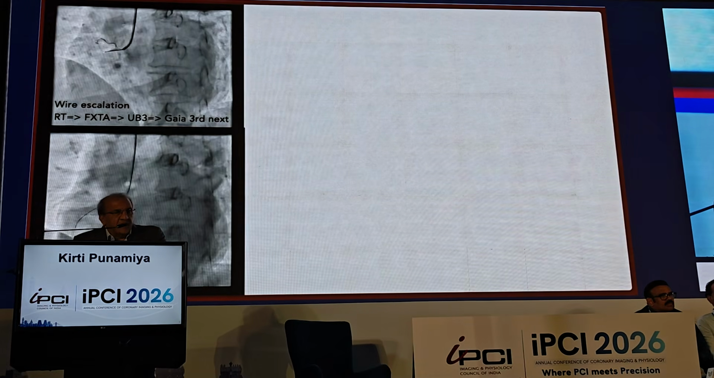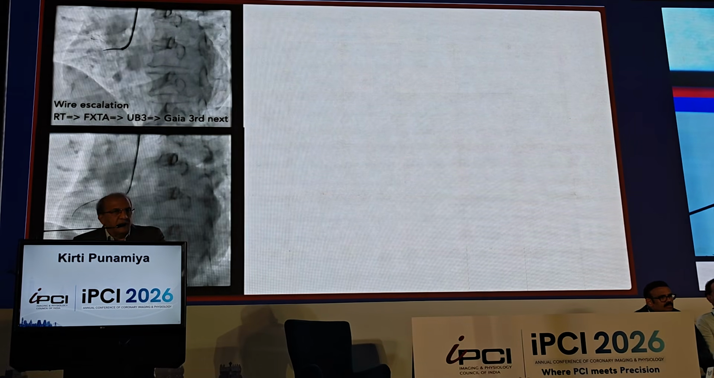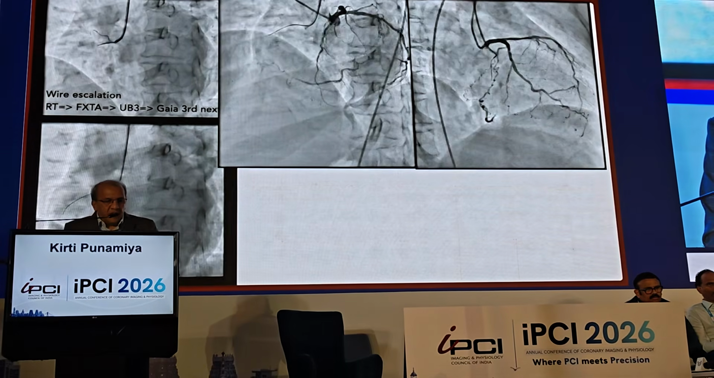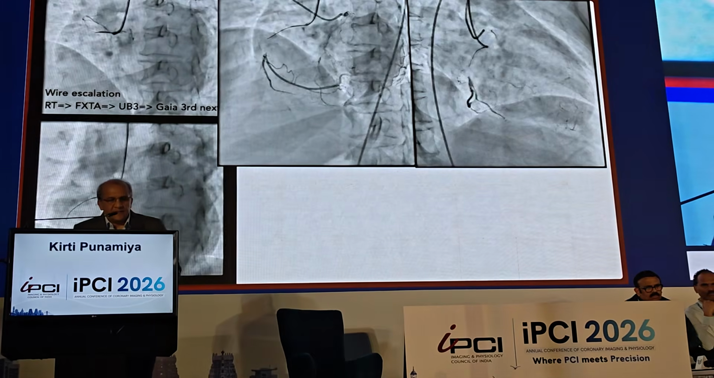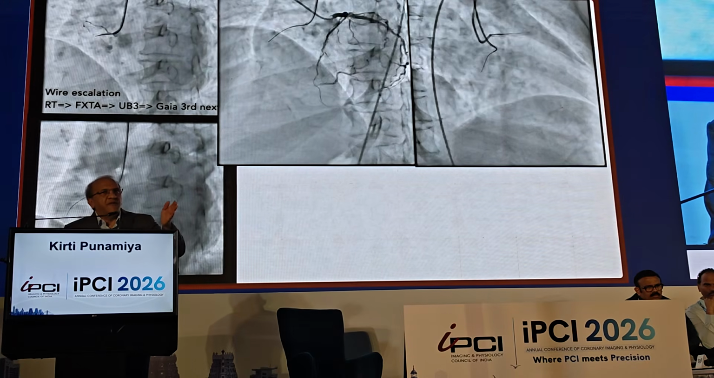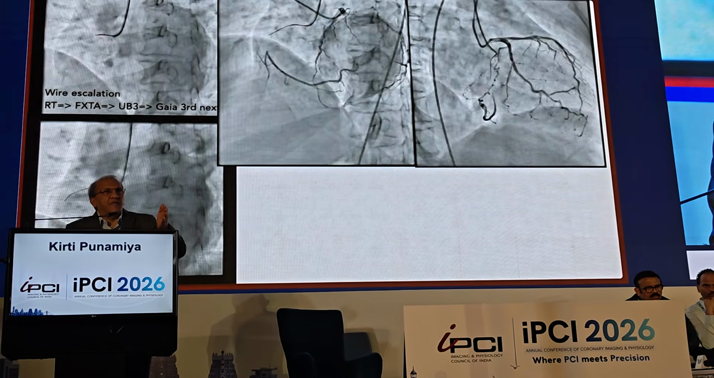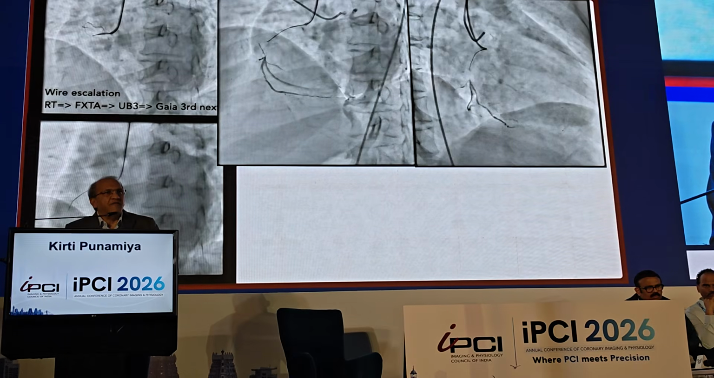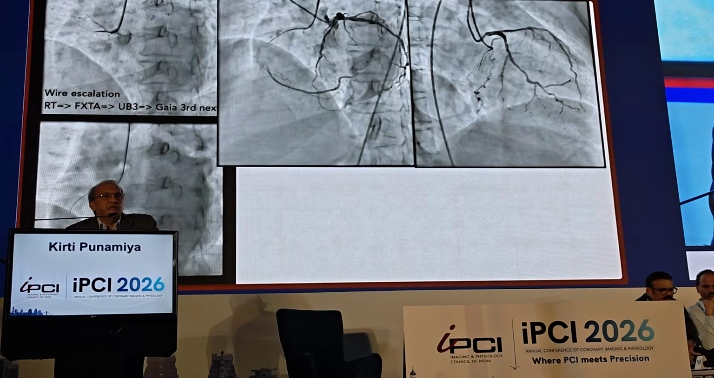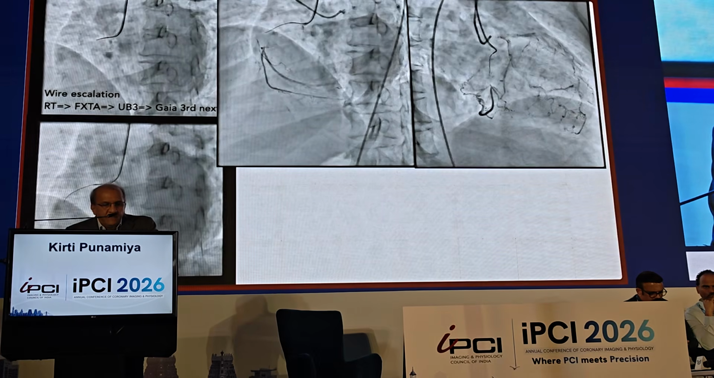So here we started off this case routinely using a Runthrough wire and a microcatheter. We escalated to a Fielder XTA, then to a UB3, and subsequently a Gaia Third to make progress. And the reason for escalation is, if we went on with a wire and for a minute or two we find that we're not advancing the wire, then we make a rapid change and escalate to get ahead.